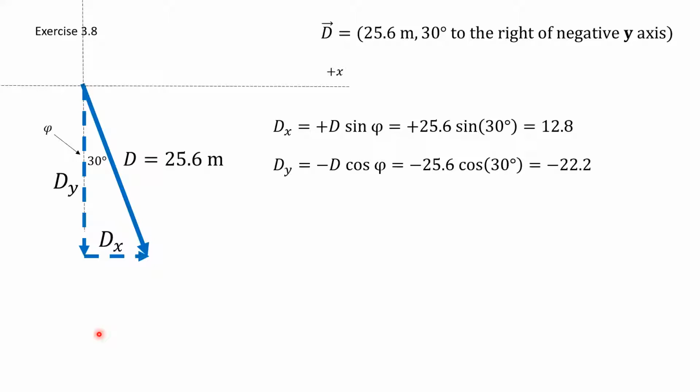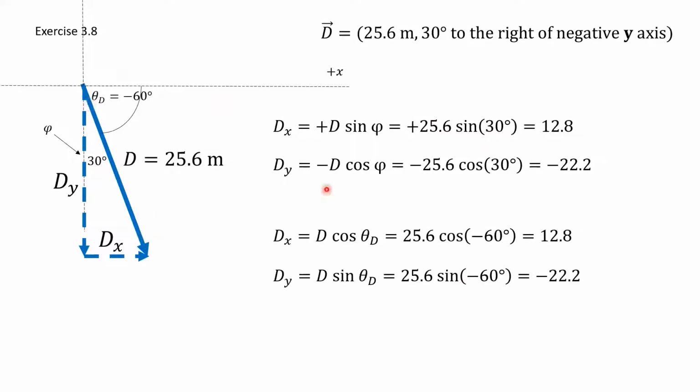Plug in numbers, and I get these values. Y component is negative as required. The x component is positive. Let's check this using the conventional formulas. We need to know the angle that this vector makes with the positive x-axis. Well, you'll notice that the vector is swept out clockwise, which is a negative angle. So if this is 30 degrees, we know 90 minus 30 would have to be an angle of 60, specifically negative 60. Now that I know theta d, the angle that vector d makes with the positive x-axis, I can go ahead and use the regular old formulas where dx is d cos theta d and dy uses the sine function. And of course, we get the same answer.